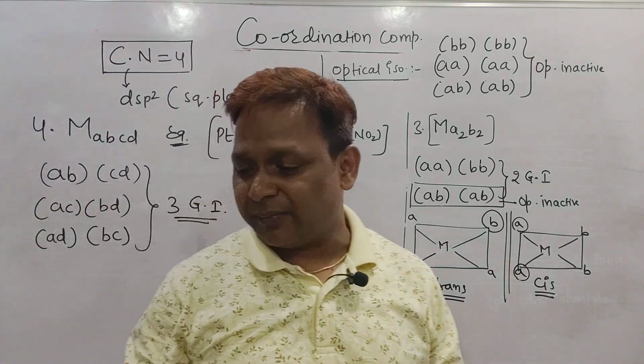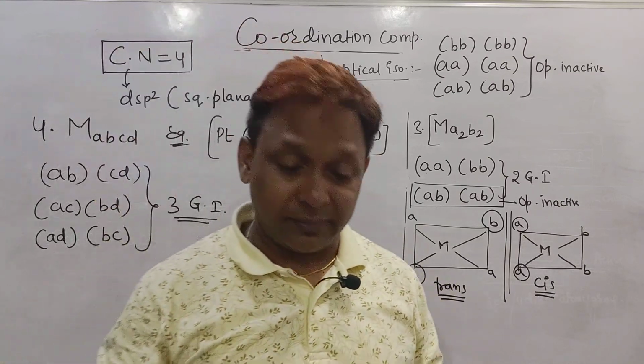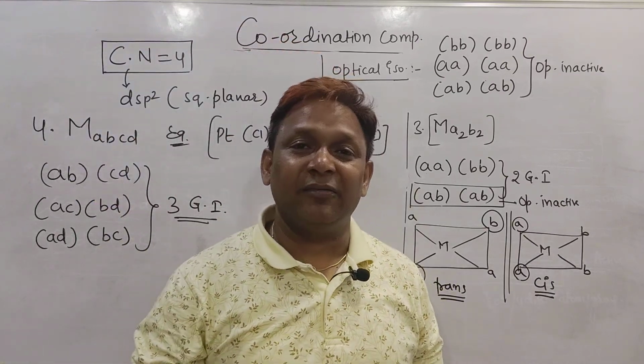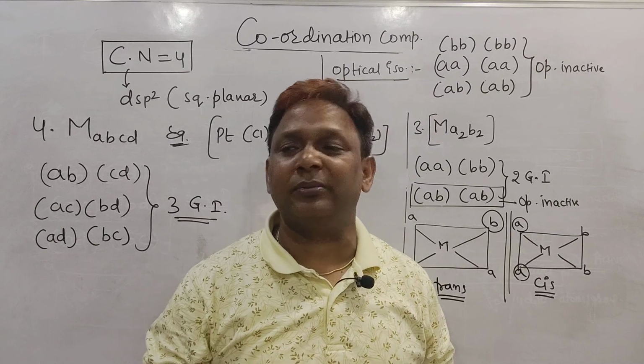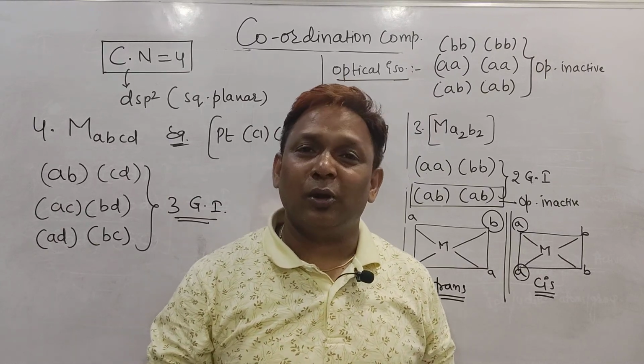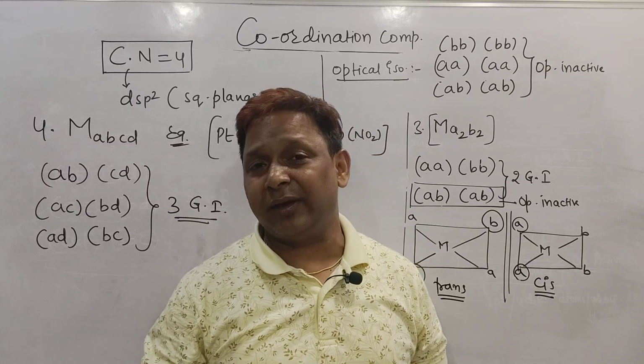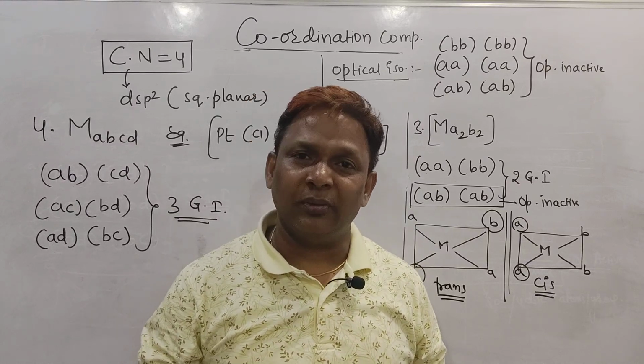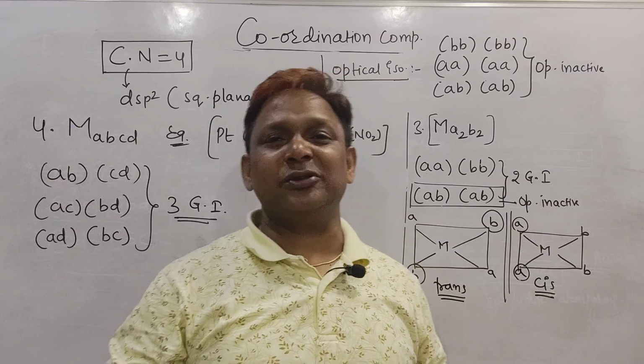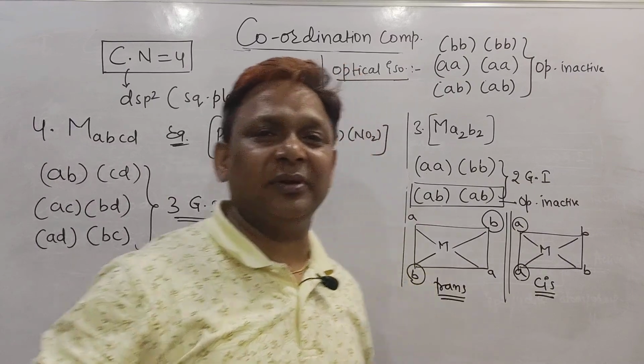So these are the 4 examples where we saw coordination number 4, sp3, where we are able to find out geometrical and optical isomers. And the second part, beta, coordination number 4, dsp2, square planar complexes, where we saw how to identify the geometrical as well as the optical isomers. Please take a screenshot from here, beta.